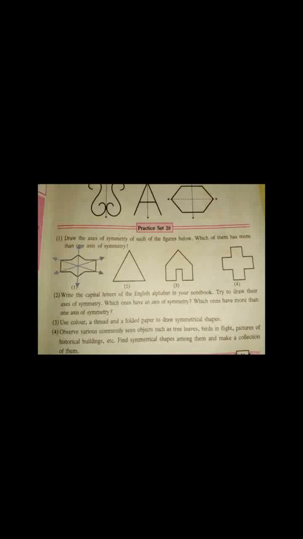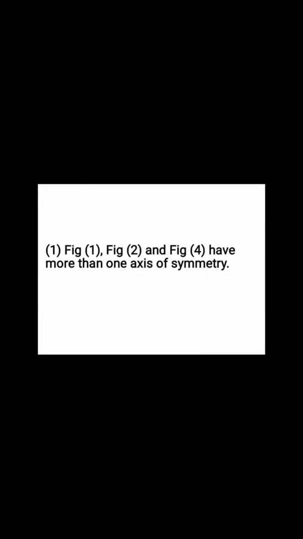Next figure also has three axes of symmetry. The next figure has one axis of symmetry. The last figure has four axes of symmetry. Here the question is given: which of them has more than one axis of symmetry? The answer is figure 1, figure 2 and figure 4 have more than one axis of symmetry.